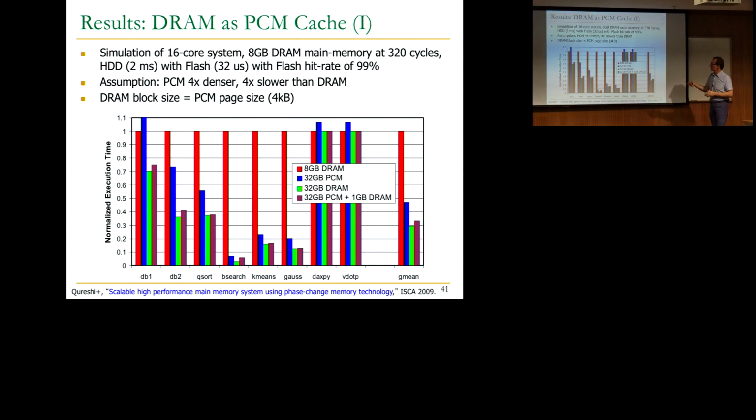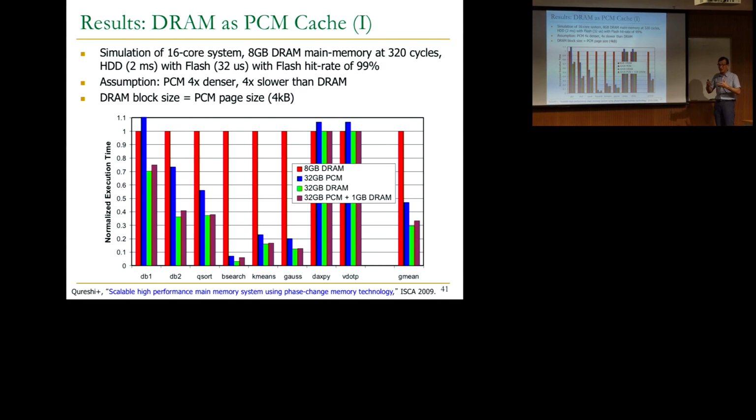Okay, so basically, this is the assumption. DRAM block size is the same as PCM page size, and you can see the latencies over here. So what happens if you replace 8 gigabytes of DRAM with 32 gigabytes of PCM? Basically, as expected, you gain higher performance. It's kind of obvious. Even though the PCM latency is longer, because you have much higher capacity, now you get rid of some page faults. As a result, the performance is much higher.